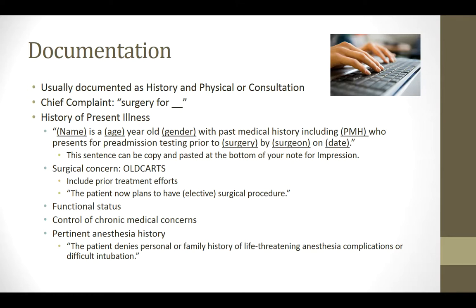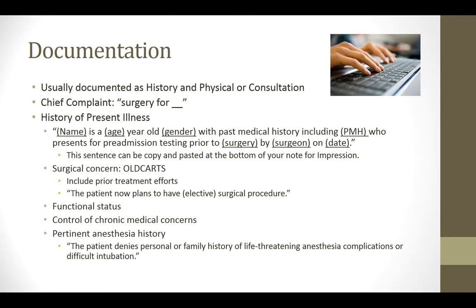When you're working up the surgical concern for your HPI, you want to include prior treatment efforts, you want to include your old cards, and you want to state that the patient's now decided to have surgery or the patient has been referred for urgent or emergent procedure. Your HPI should also include a statement about the patient's functional status and whether or not their chronic medical conditions are controlled. And then I usually also include whether or not the patient has any personal or family history of life-threatening anesthesia complications or difficult intubation. If you can get all of that into your HPI, the team that you work with in your peri-op services will absolutely adore you, because that is everything that every single person on the team needs to know for the most part.